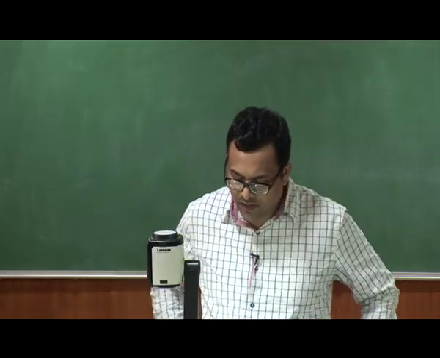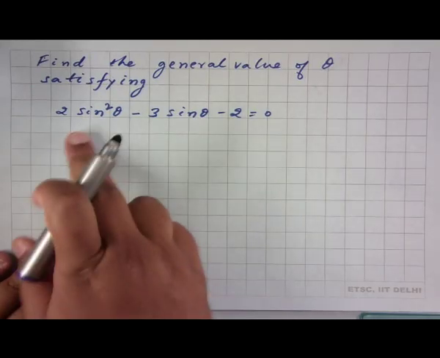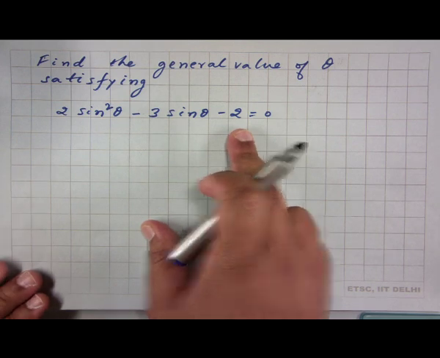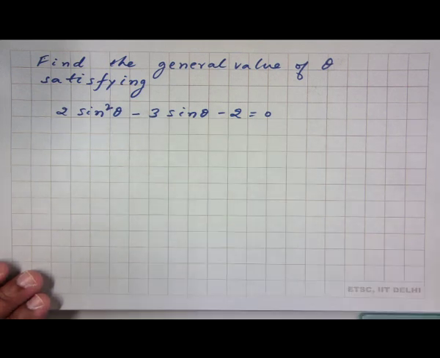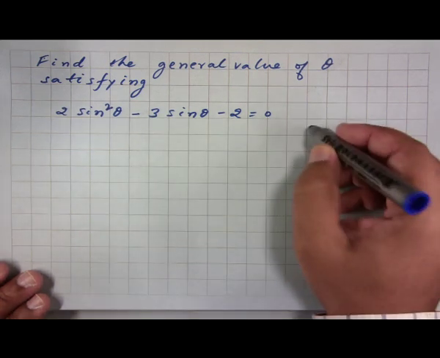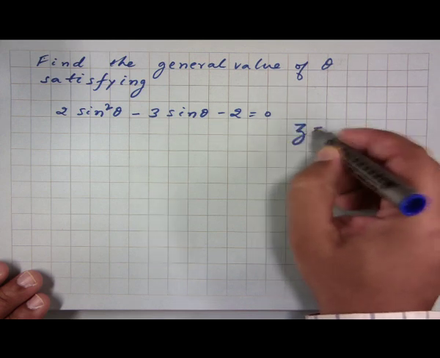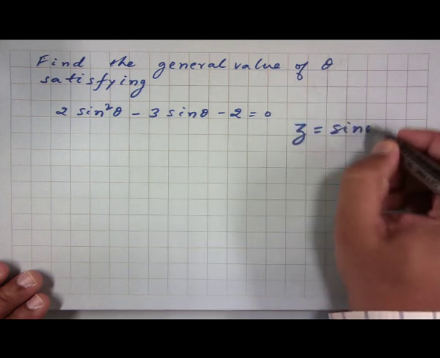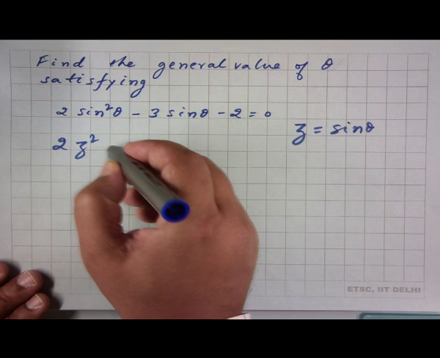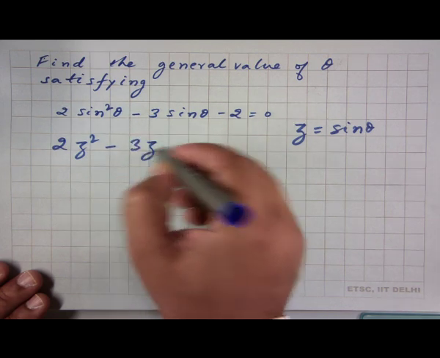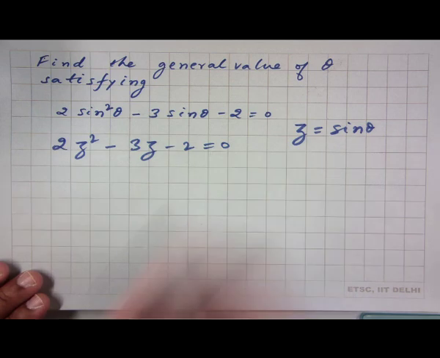So, we are asked to find the general solution to this trigonometric equation, and if we see, the left hand side is actually quadratic in sin theta. So, if we take z equal to sin theta, then we get the quadratic equation 2 z square minus 3 z minus 2 equal to 0.